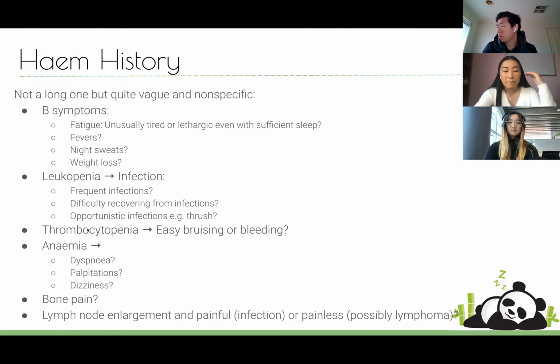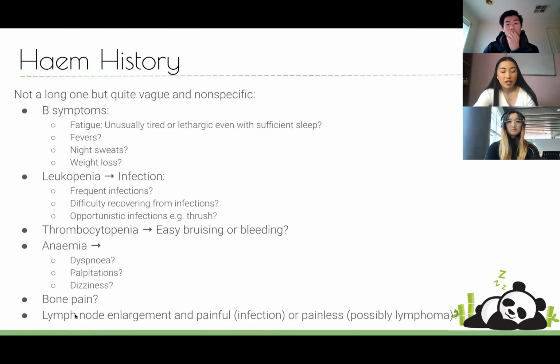If they've got bad platelets or not enough platelets, they'll be very prone to bruising and bleeding. So you ask about easy bruising, easy bleeding. Apparently one of the best questions to ask is if their gums bleed when they're brushing their teeth. And then anemia, your classic anemia symptoms: dyspnea, palpitations, dizziness. You've already covered fatigue from the B symptoms.